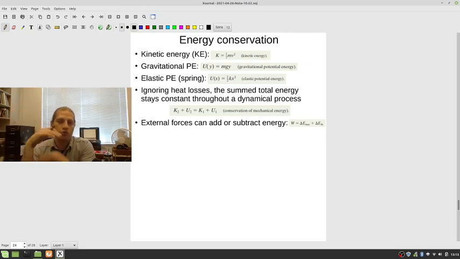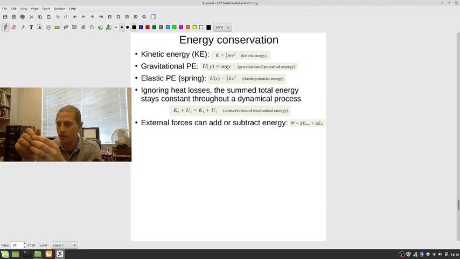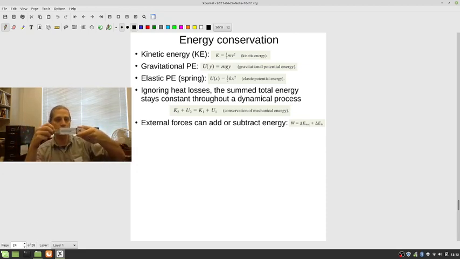So we talked about three basic types of energy. In this class, we talked about kinetic energy, energy of motion, gravitational potential energy, the difference between being low and going high, and then elastic potential energy. That's the difference between a spring being unstretched and a spring being stretched. I should show you it this way.